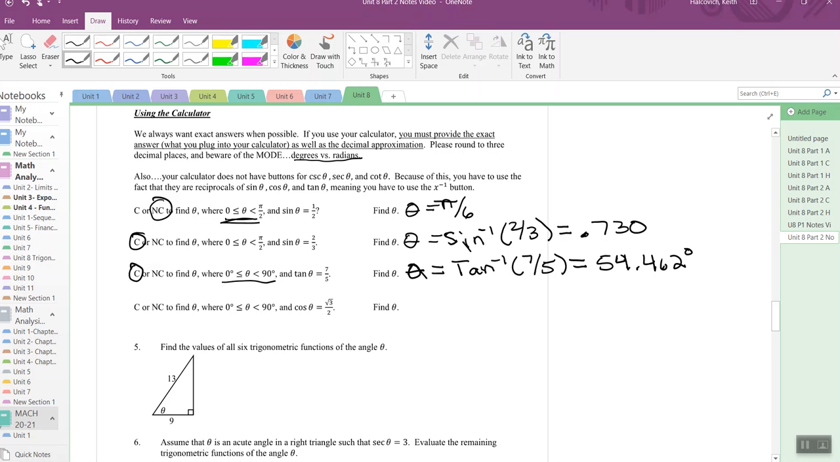Calculator or no calculator. For the next one, you would not need a calculator because that's a special right triangle. The angle is 30 degrees when the cosine is rad 3 over 2.